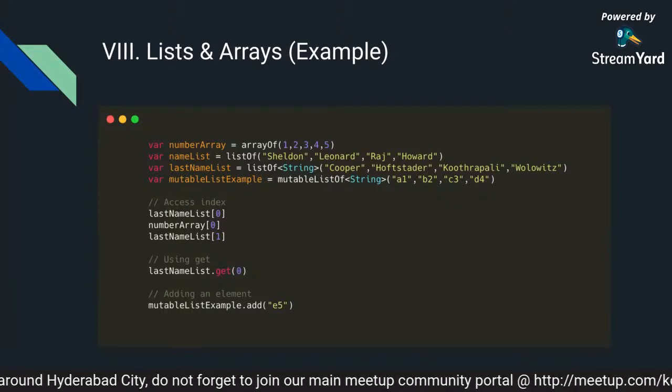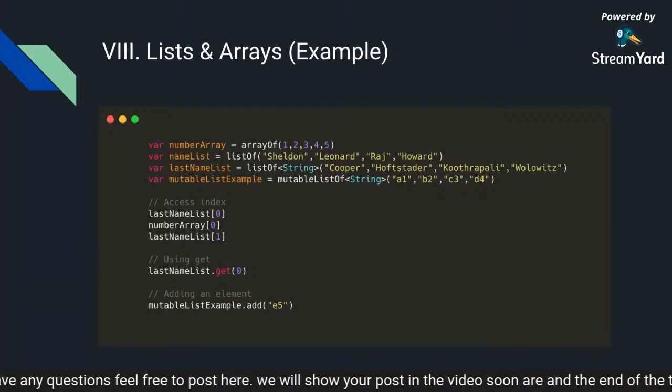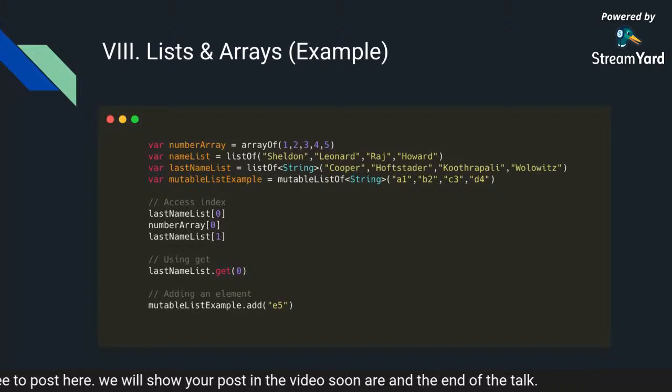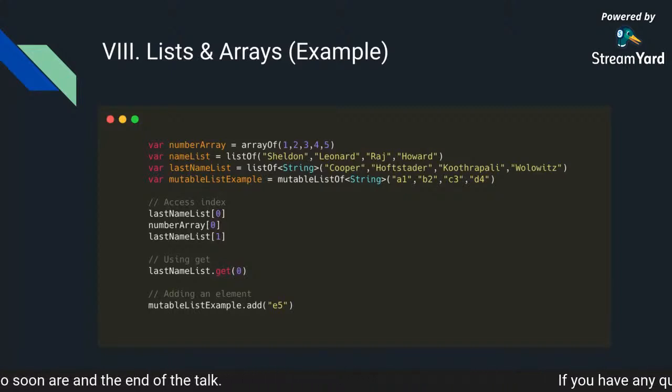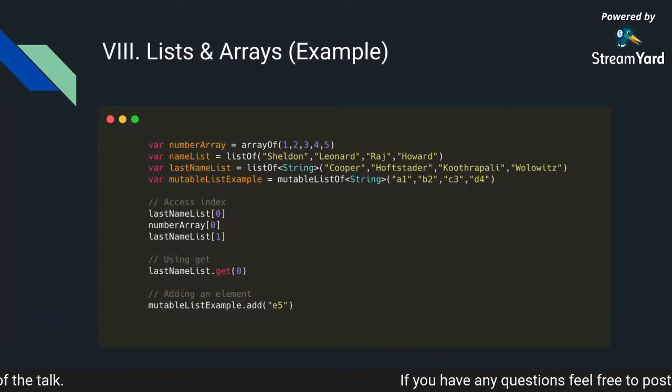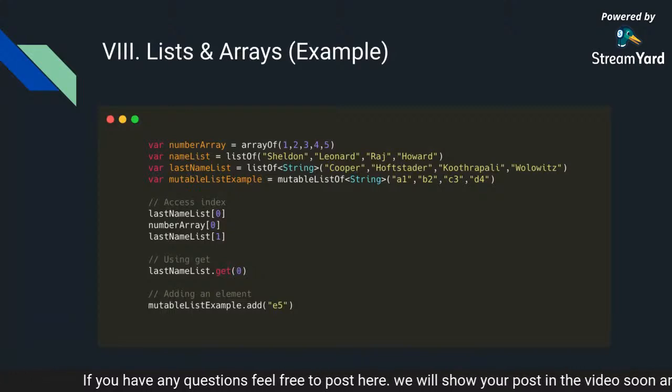You won't see the methods to add or remove things there, because an immutable list can't be modified. With a mutable list, I can add. In the last example, which is the mutable list, I have added an element, E5, so it will add that to the list. So this is how you make lists.